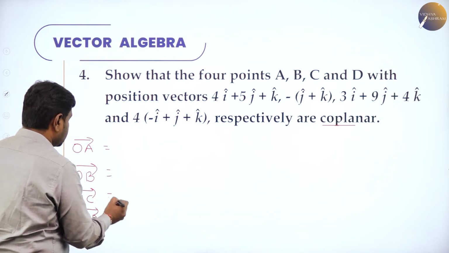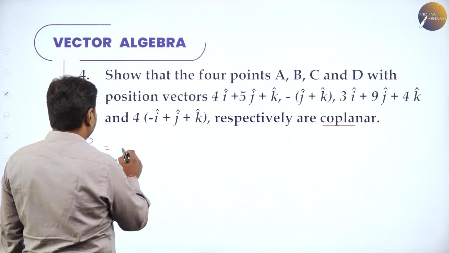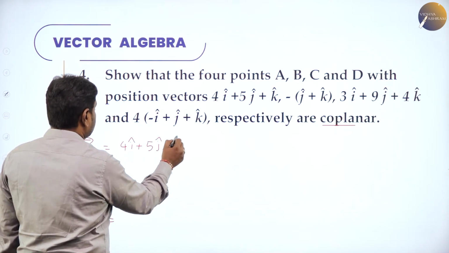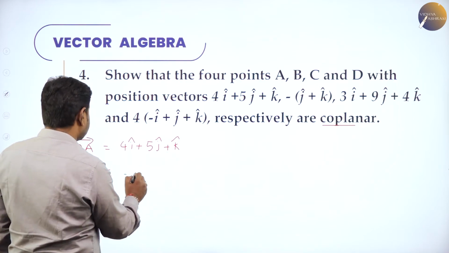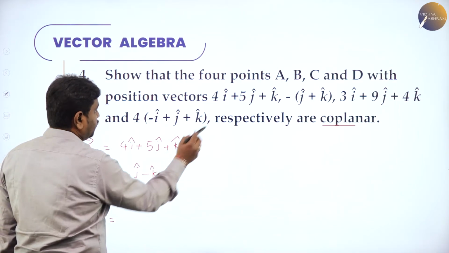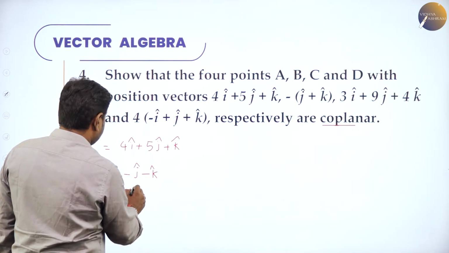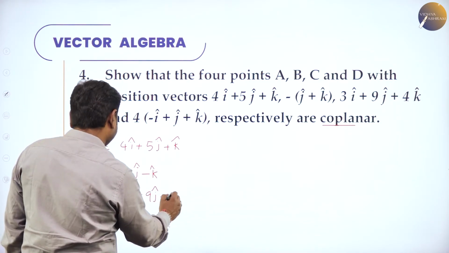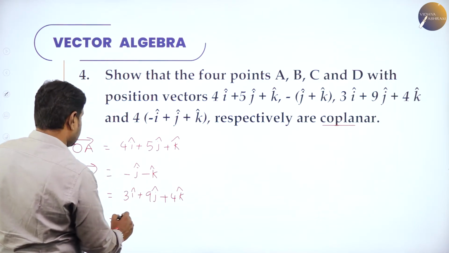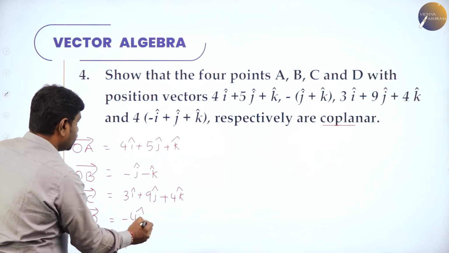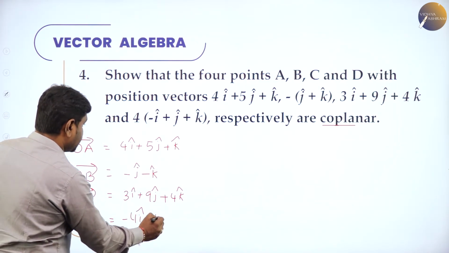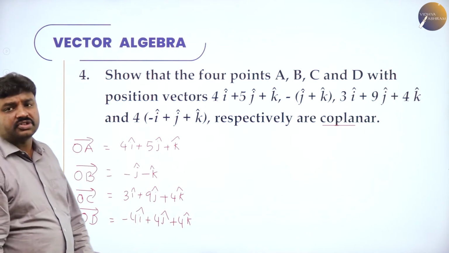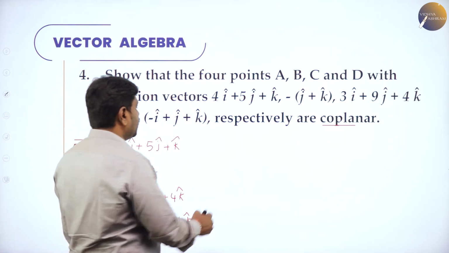So from the position vectors you should create co-initial vectors. What is OA? 4i cap plus 5j cap plus k cap. And what is vector B? Minus j cap minus k cap. If you multiply the minus inside, then C is 3i cap plus 9j cap plus 4k cap. Then multiply this, so D is minus 4i cap plus 4j cap plus 4k cap. So these are the position vectors of A, B, C, D. Position vectors means OA, OB, OC, OD. So now we need to find AB.